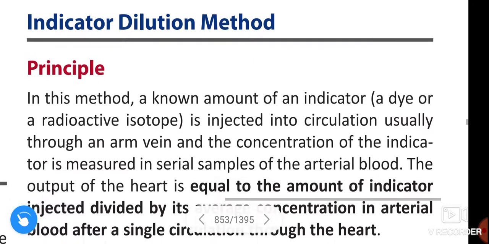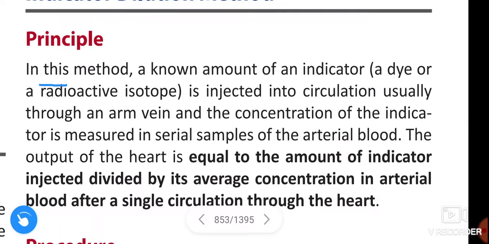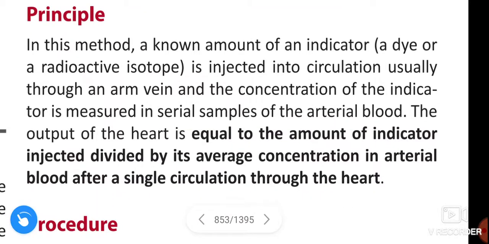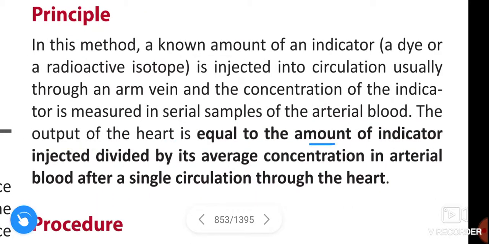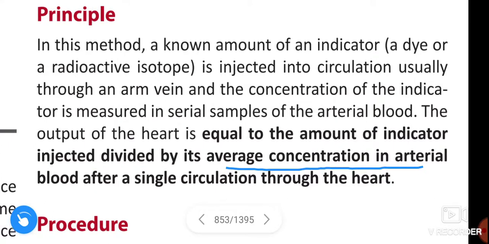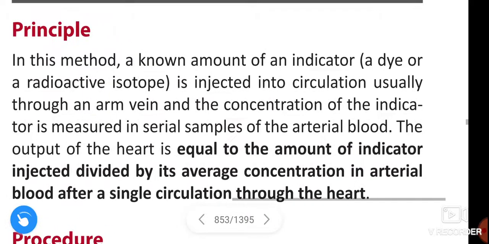Indicator dilution method. Principle. In the indicator dilution method, a known amount of indicator, a dye or a radioactive isotope, is injected into circulation, usually through an arm vein, and the concentration of the indicator is measured in serial samples of the arterial blood. The output of the heart is equal to the amount of indicator injected divided by its average concentration in arterial blood after a single circulation through the heart.